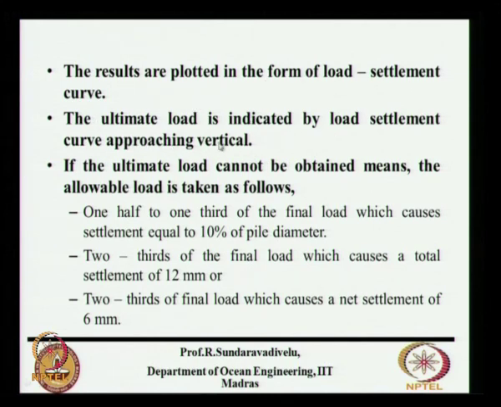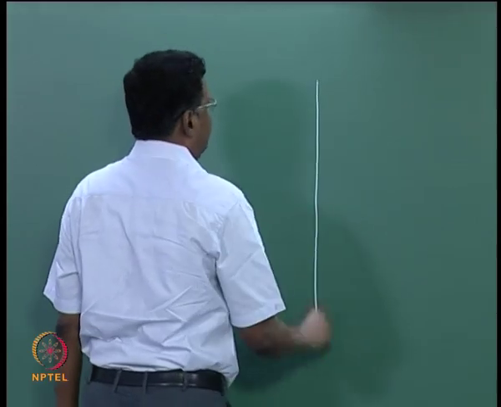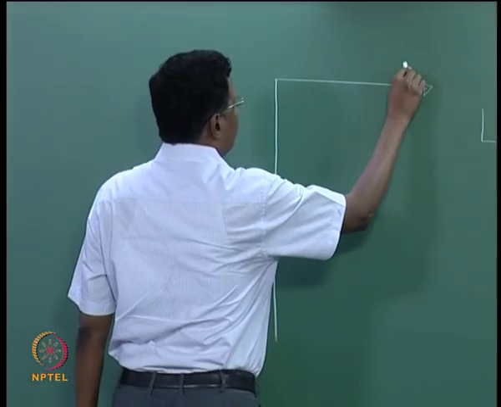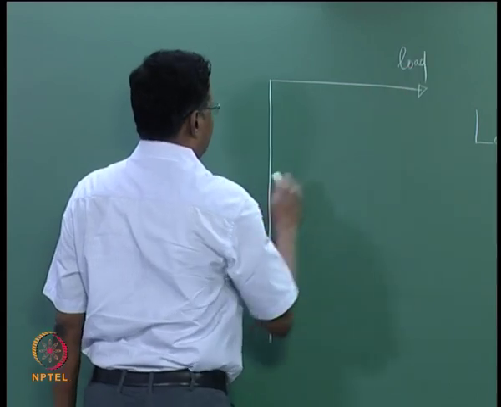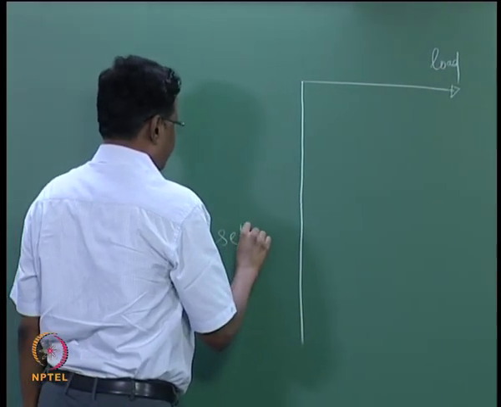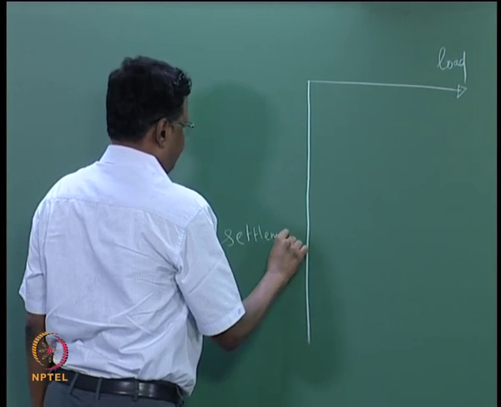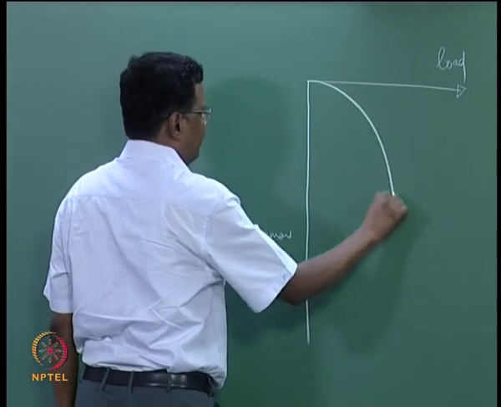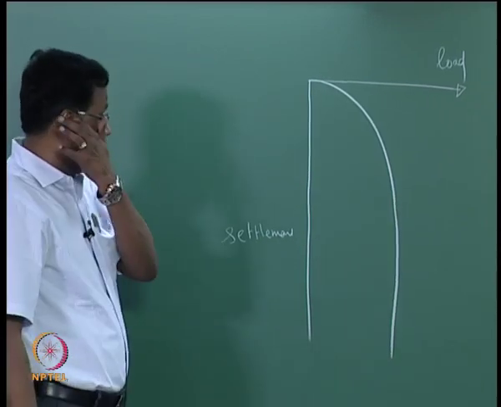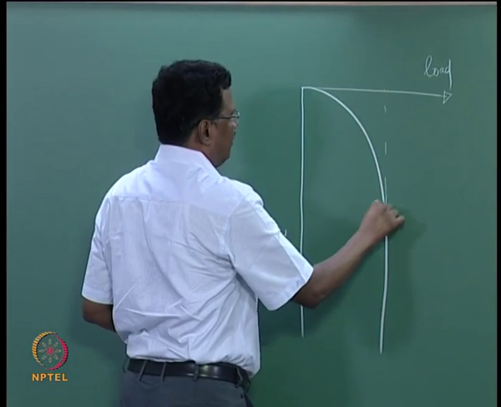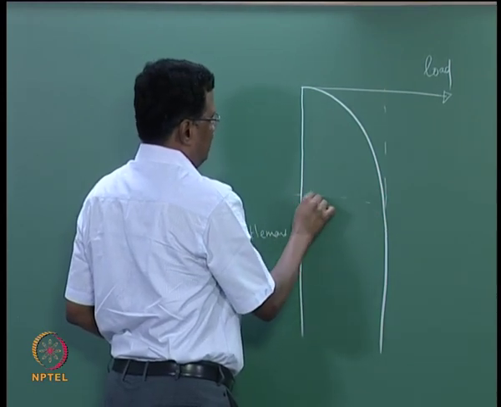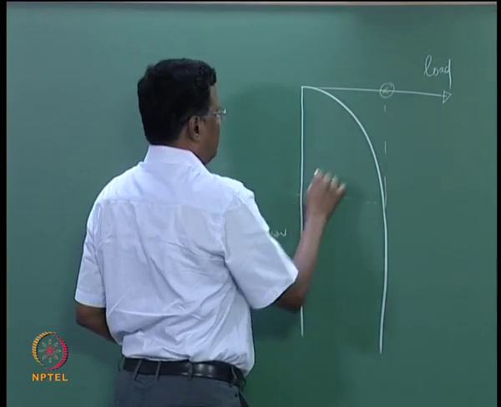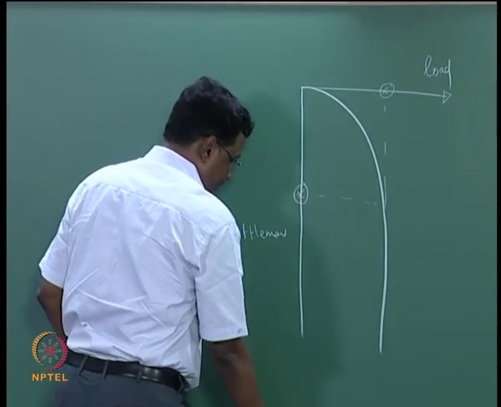The ultimate load is indicated by the load settlement curve approaching vertical. You will get a load settlement curve like this. So when it becomes vertical, this settlement and this load is the test load, this is your settlement.